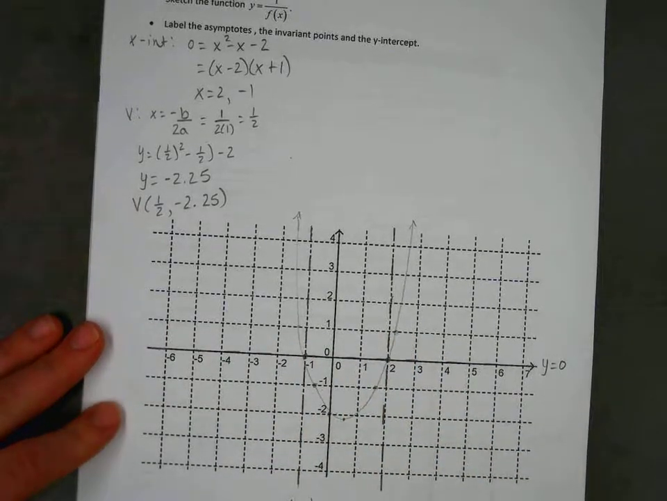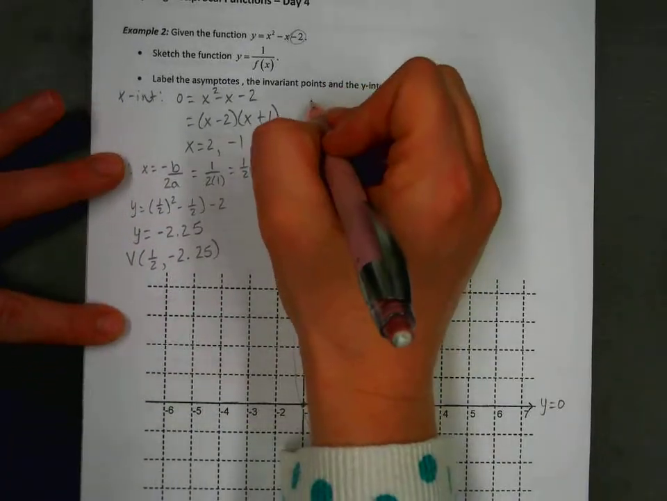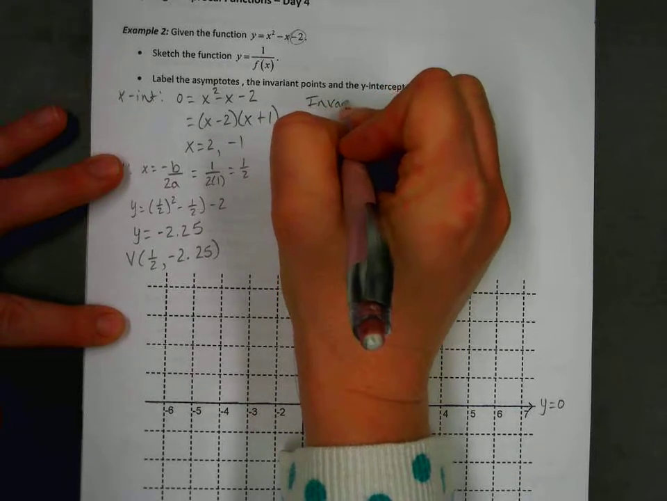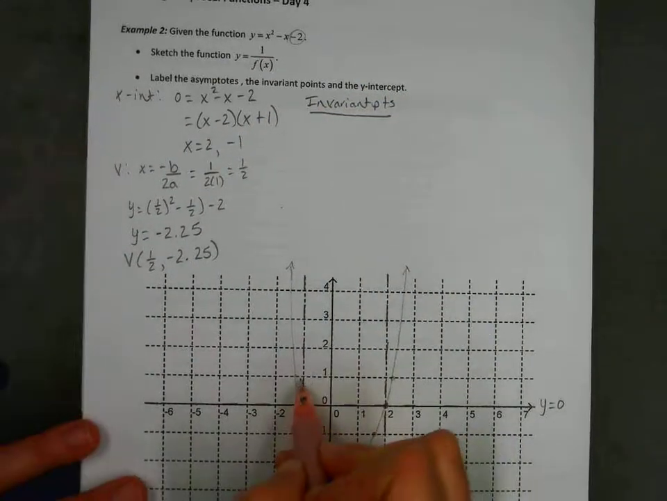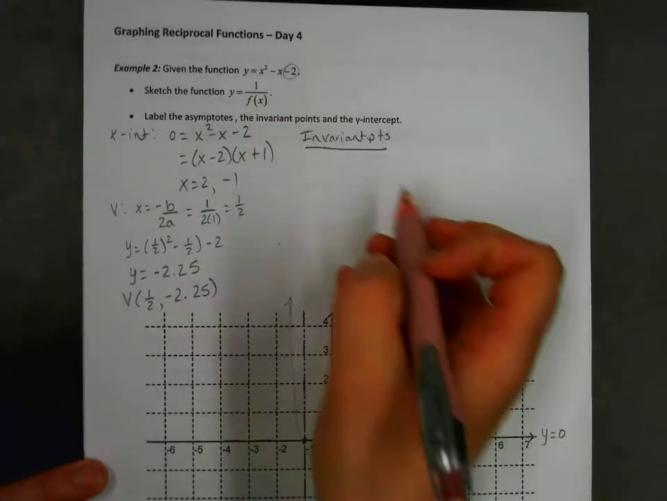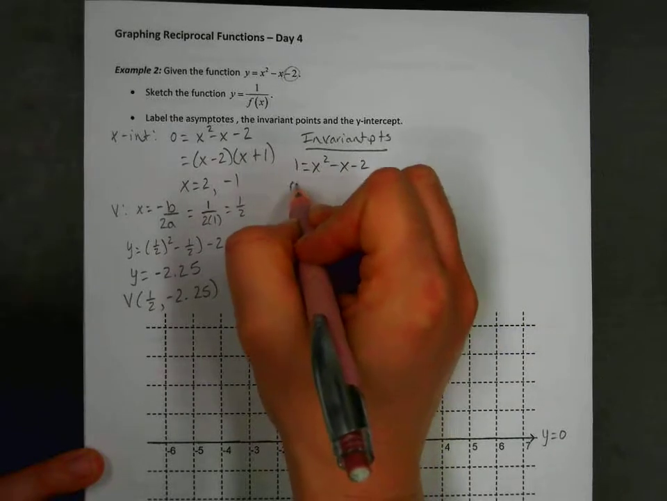Invariant points, again, are points that do not change after the transformation. So if I want to find those invariant points more specifically, I am going to substitute a positive 1 into my y value and solve for x.